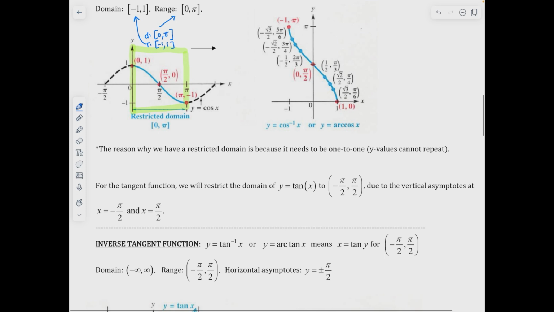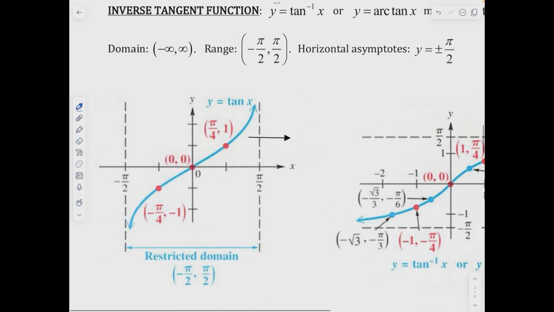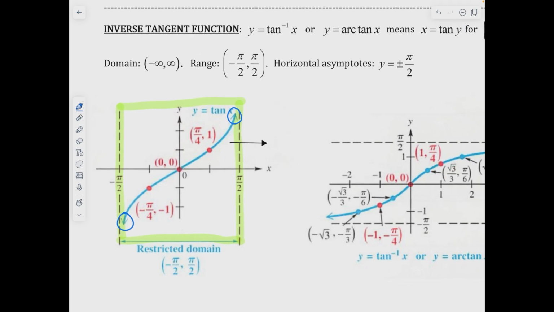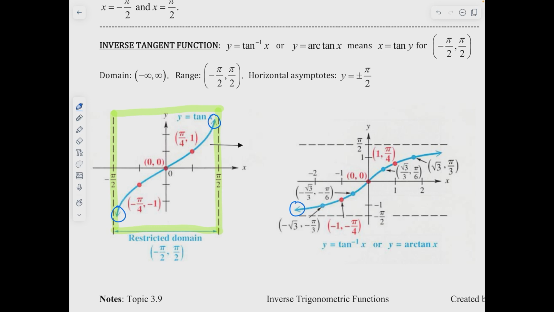Okay, for tangent function, we will restrict the domain from negative pi over 2 to pi over 2 due to the vertical asymptotes. So because I have my vertical asymptotes at negative and positive pi over 2, it allows me to establish a graph that is still 1 to 1. Okay, now notice that for tangent, it still extends itself forever, up and down. So what that means is when you do the inverse, you switch the x and the y values, it's going to extend itself left and right forever as well.